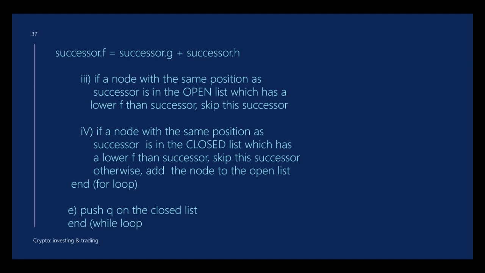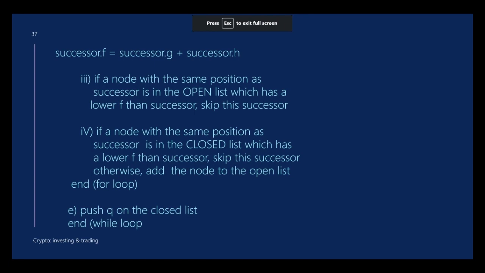Again, we check the closed list. In the closed list, if the new value is less than the existing value for that particular node, then we add it to the open list, else we skip the successor. When the for loop ends, it means that we have evaluated the shortest path to each of the neighboring nodes. Next, it will push this element q, which has the shortest path, to the closed list, and this will continue while there are nodes present in the set.